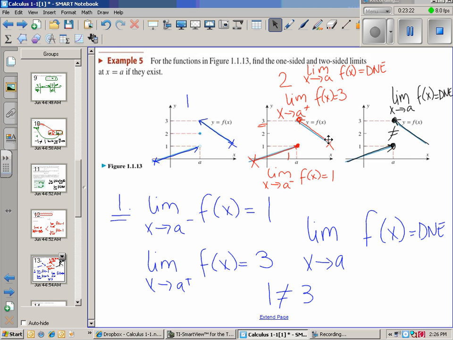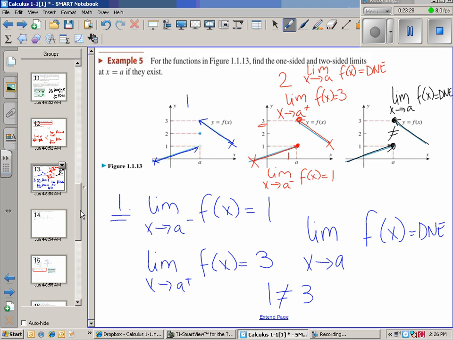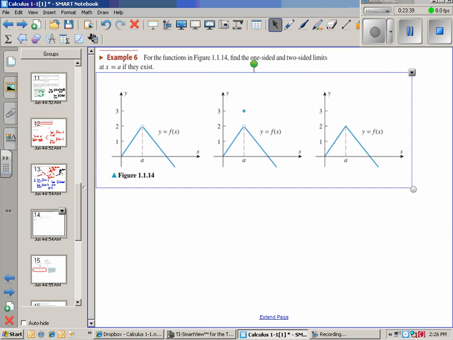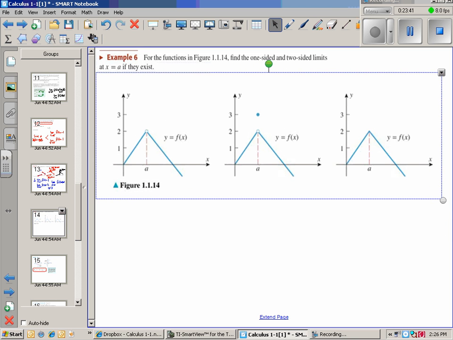Okay? That would be a graphical analysis of a function so that you can determine limits. Finger test. Left side, right side. Move them, move them. If they're going to the same y value, you will have a limit. For the functions in figure shown here, find the one-sided and two-sided limits at x equals a if they exist. Okay, so go ahead and pause now and write down your answers.